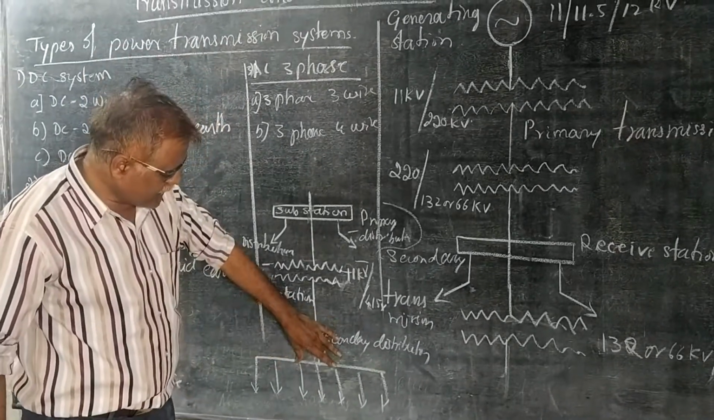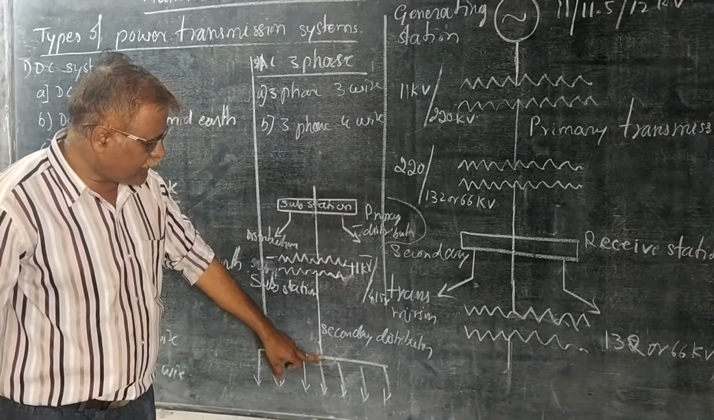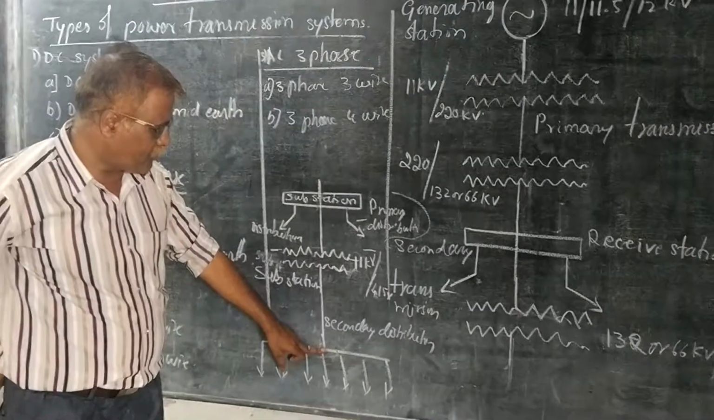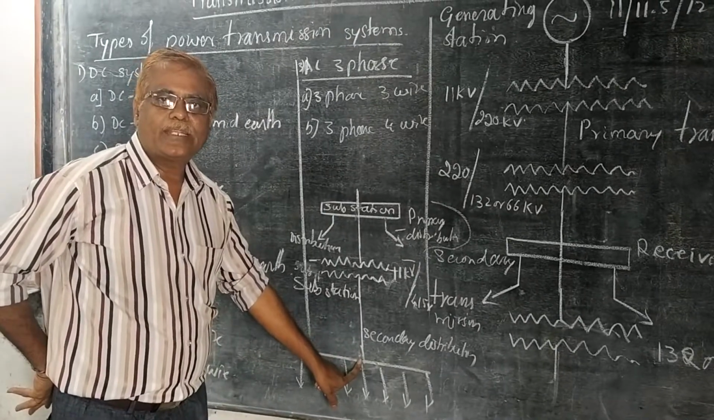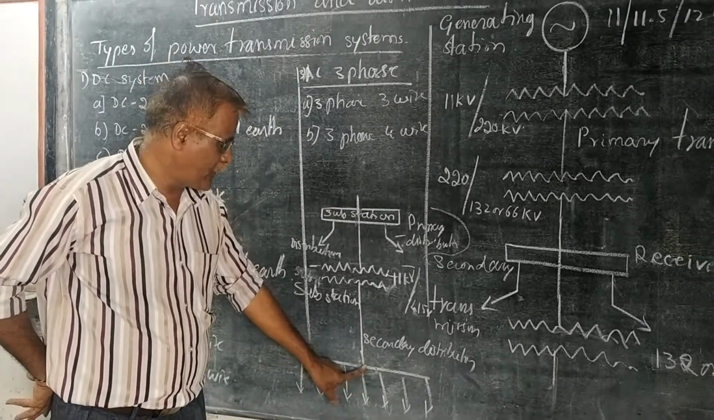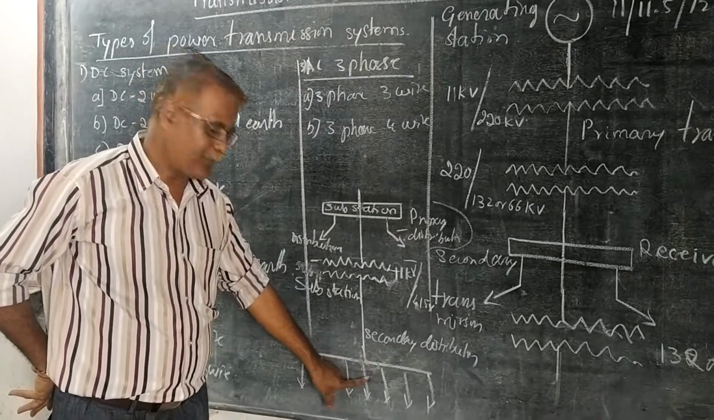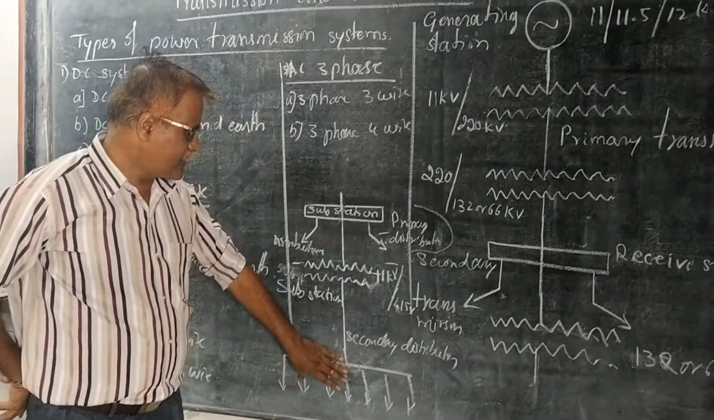Then the service line is from the point where the lines come near your home. From there you take the wires, and these are called service lines, sometimes overhead lines, or sometimes underground cables.